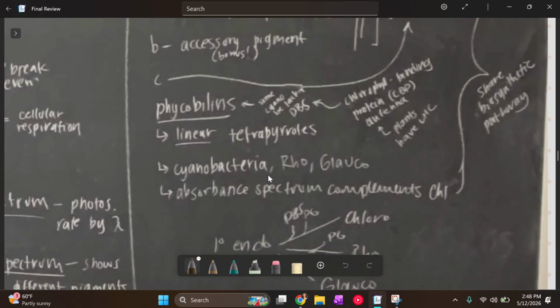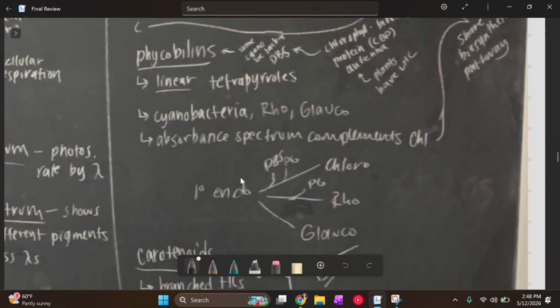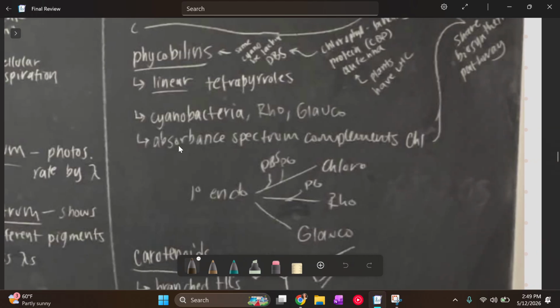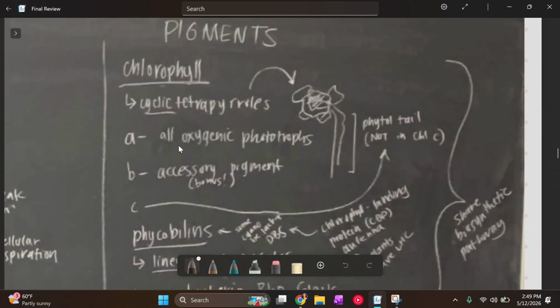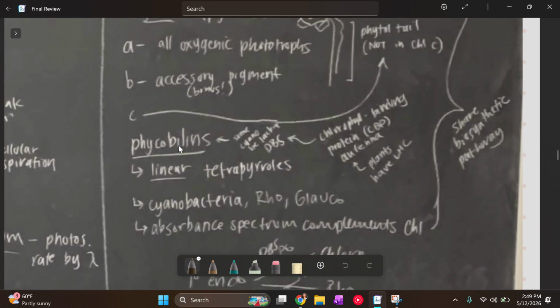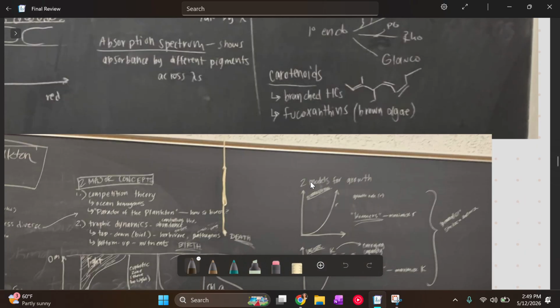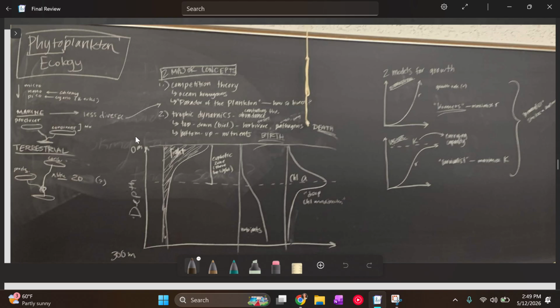Who has phycobilins? Cyanobacteria, rhodophytes, and glaucocystophytes. Remember, chlorophytes are the only ones that fully evolved it away, as we see here, from our primary endosymbiosis. And the absorbance spectrum complements chlorophyll, so it's very nice when you're living in the water and you have limited light when you're deep in the ocean. So yes. And then carotenoids, these are like our reds and oranges. Also includes fucoxanthins in brown algae. Fun fact. Okay, moving on.